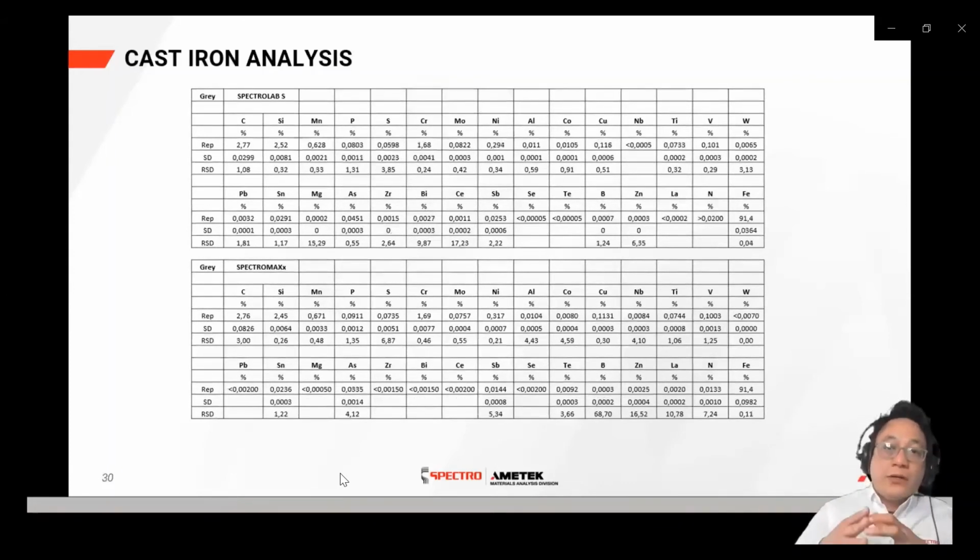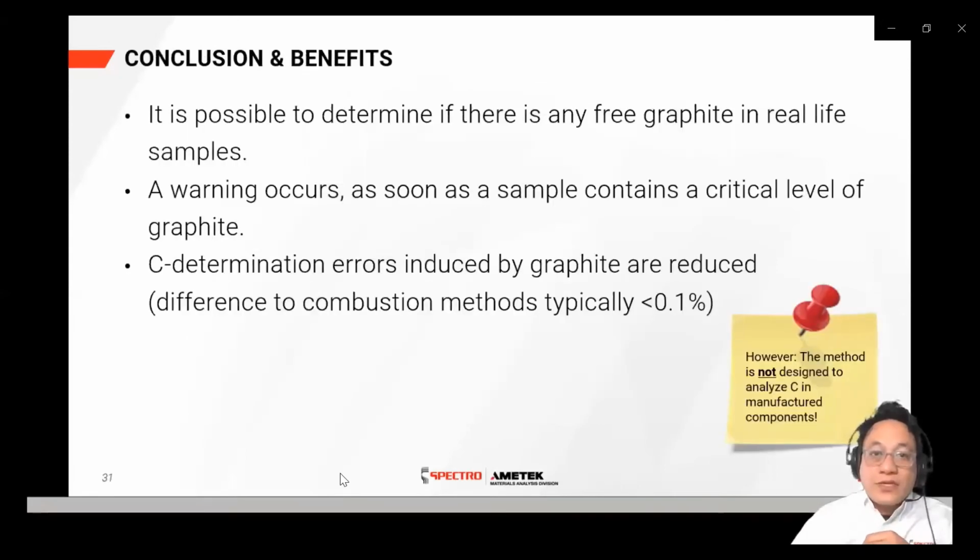With the gray iron using the advanced Iron 25 program, we have an excellent precision of analysis for the carbon despite the apparent presence of insoluble, otherwise known as free graphite, in these samples. With our advanced method using the Spectro algorithm, taking advantage of our optical technology, it is possible to determine if there is any free graphite in real live samples. A warning occurs as soon as the sample contains a critical level of graphite. Carbon determination errors induced by graphite are reduced, with differences to combustion typically less than 0.1%.